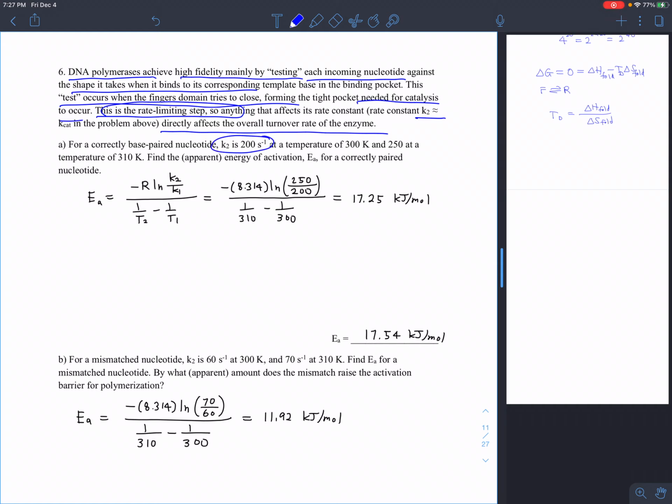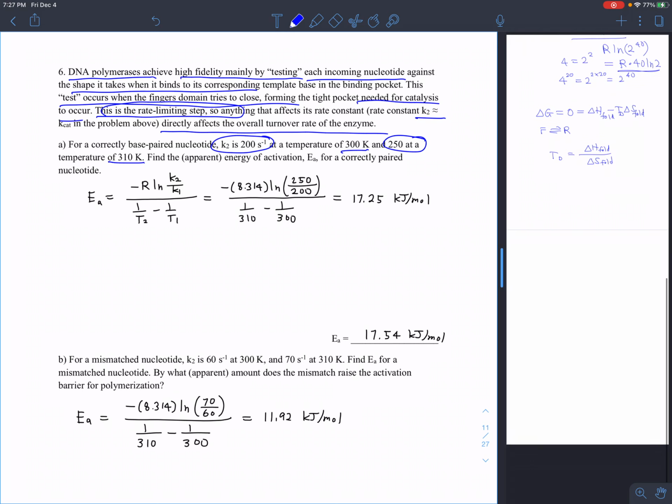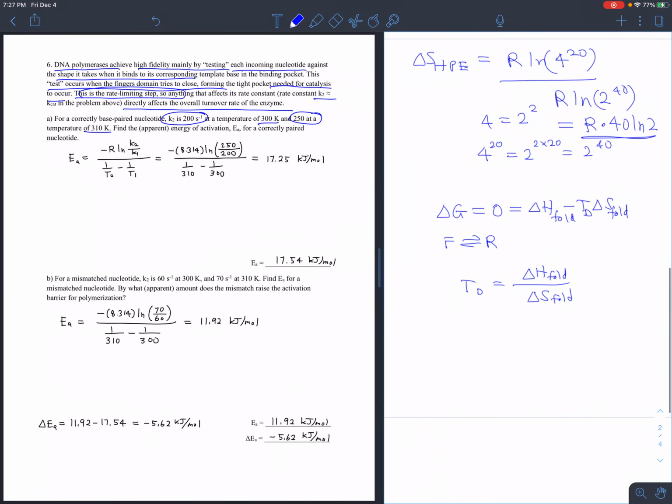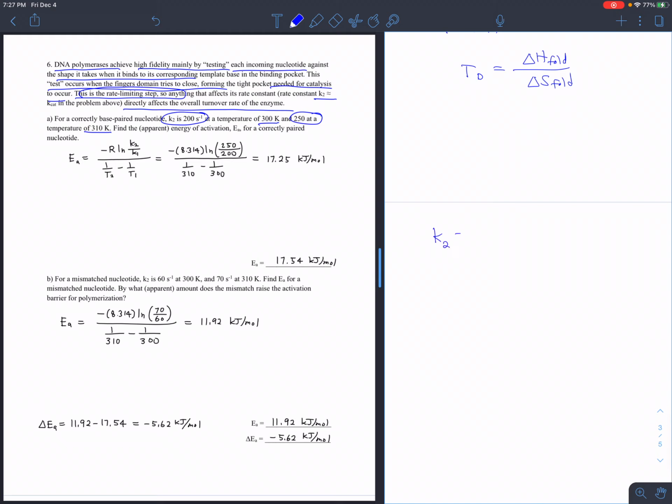So K2 is 200 seconds to the minus 1 at 300 K and 250 at 310 K. So notice, K2 is equal to 200 at 300. K2 is equal to 250 at 310. Remember the rule of thumb. If you go up by 10 degrees like we did here, then the rate would double if you have a barrier of 50 kilojoules per mole. This rate is not even close to doubling. It's only going up by a factor of 1.25, 25%. And so that means that we expect a barrier quite a bit less than 50 kilojoules per mole.